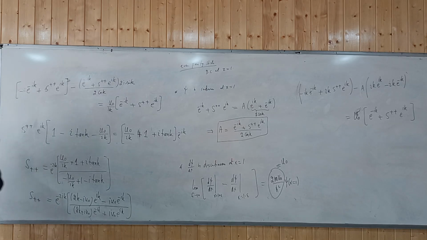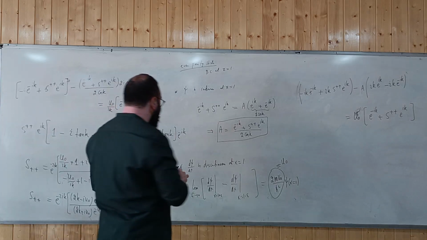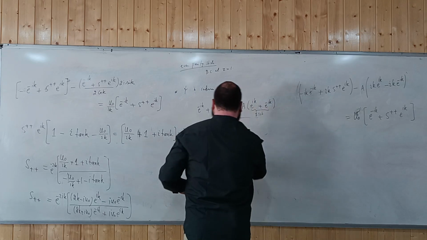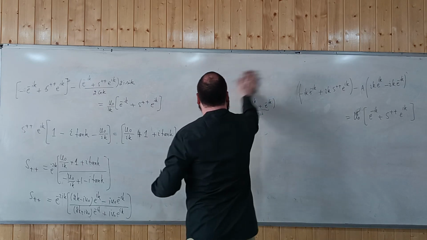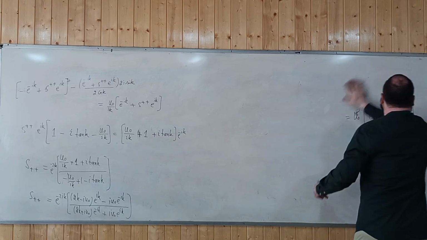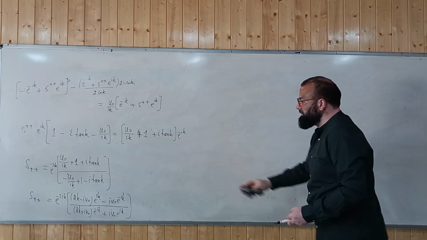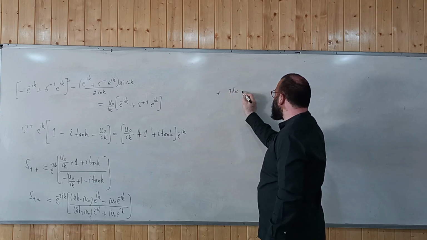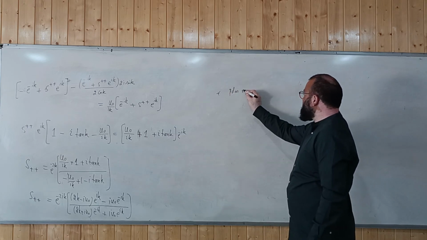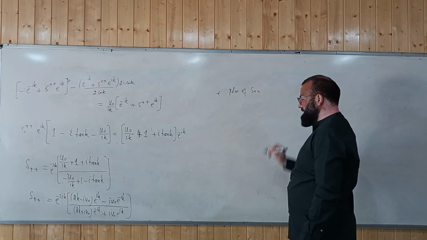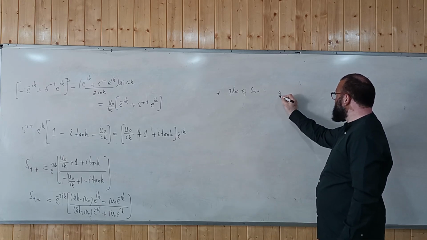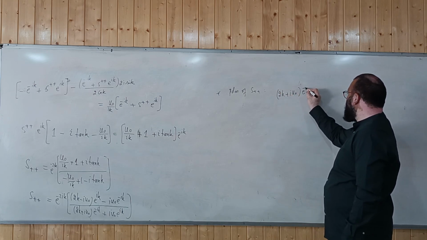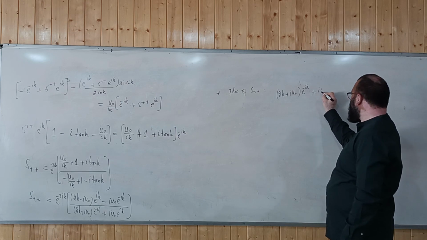So now let's look at the poles of this. First, let's look at the poles. So let's look at the poles of this problem. Where are the poles of S? So where are they? 2k plus iu naught e raised power minus ik plus iu naught.